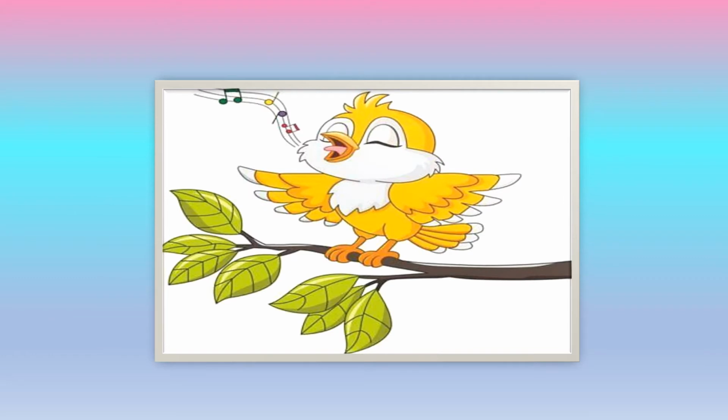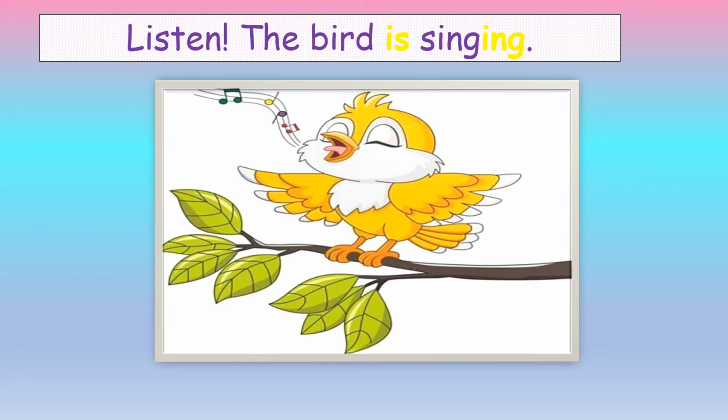Yes. What is the bird doing? Listen. Can you see listen? Listen is from the keywords. Listen. The bird, it's the subject of the sentence, is verb to be, sing the action verb, and the ing. So listen, the bird is singing. Let's move to the next picture.